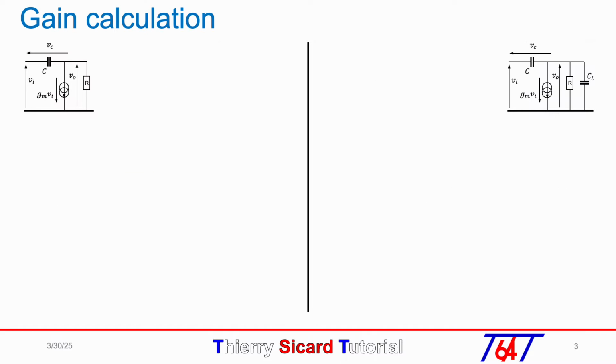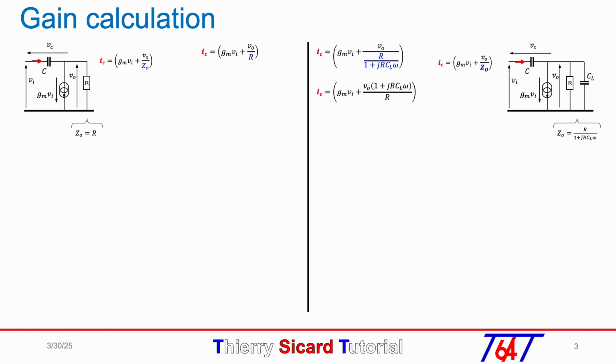cases. In this gain calculation, we will perform the calculation of the common source amplifier in parallel with and without the capacitor load CL, on the right and left side respectively. We will start by calculating the capacitor current IC as a function of the output impedance Zout. We therefore calculate Zout and replace Zout in the equation for IC.